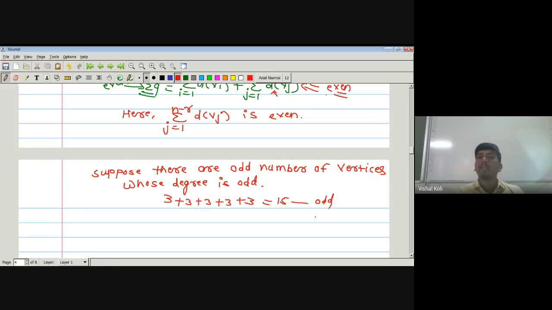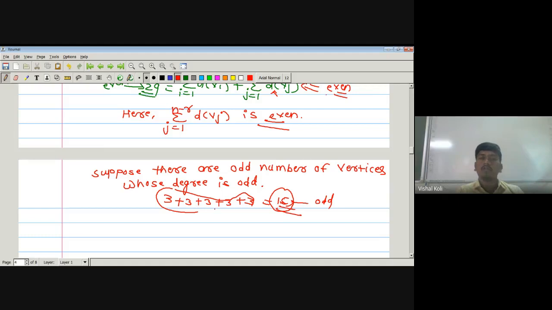And 15 is an odd number. But we have been given that the summation j running from 1 to n minus r of d of vj is even only, that is, this sum is even. If we have to make this sum even, then we have to take 3 an even number of times only. If we take 3 an odd number of times, then its sum must be an odd number.